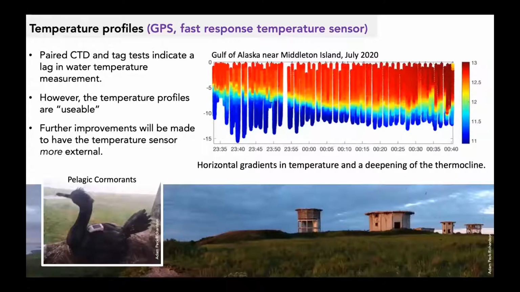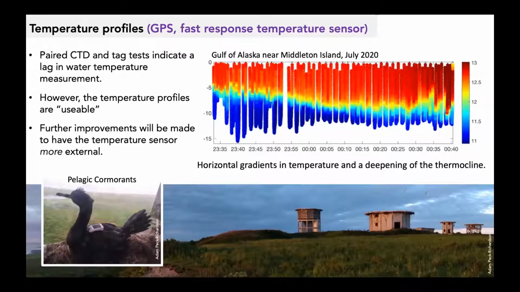So the next variable is temperature profiles, and this really hinges on a fast response temperature sensor. We deployed the first tags that had temperature sensors, and also cell phone connectivity, on Middleton Island in the Gulf of Alaska this summer in July and August. Through paired CTD and tag tests, we did note a lag in water temperature measurement. I think it's a couple seconds, and we would definitely like to improve on this lag.